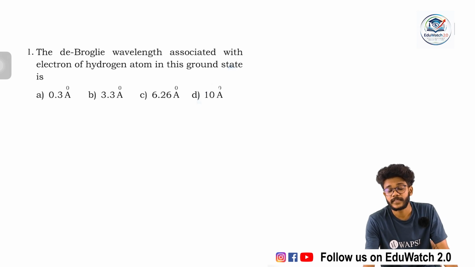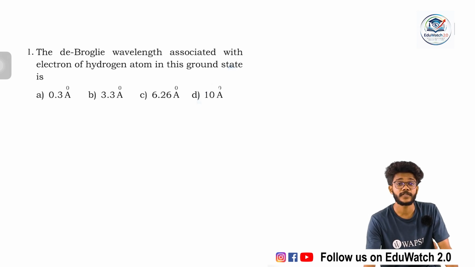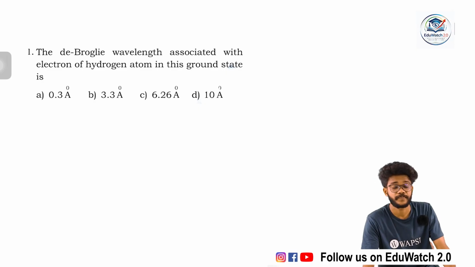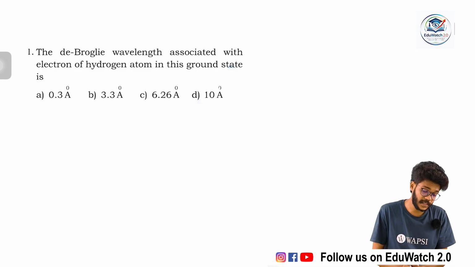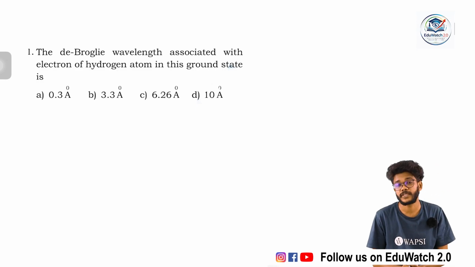Welcome back to WAPC. So we can move to another section of atomic and nuclear. So the first question is the de Broglie wavelength associated with the electron of hydrogen atom in the ground state.